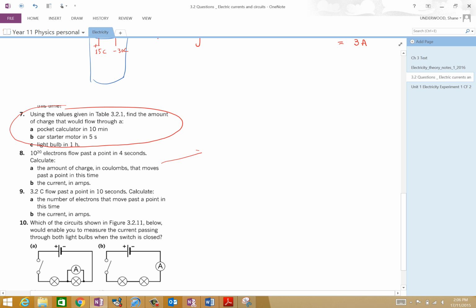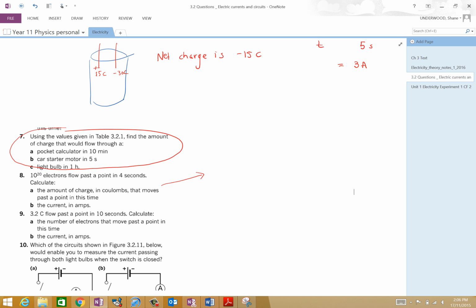Let's have a look at this one though. 10 to the power of 20 electrons flow past a point in 4 seconds. So rather than do that, we've got to work out what did we have? The number of electrons times the charge of an electron over T is equal to I. Because in other words, the charge is equal to the number of electrons times the charge of an electron.